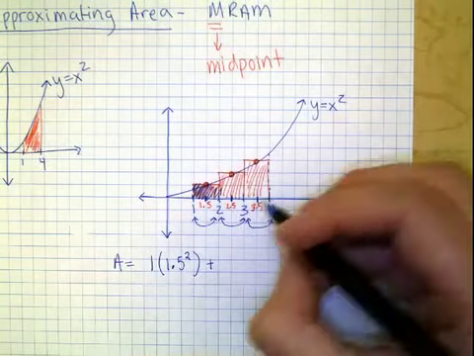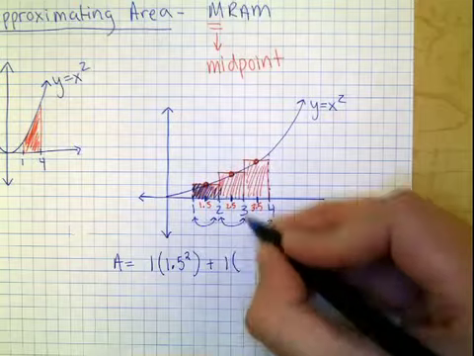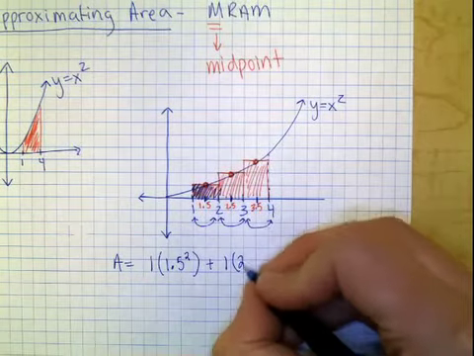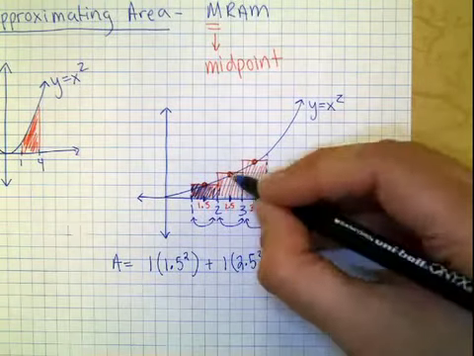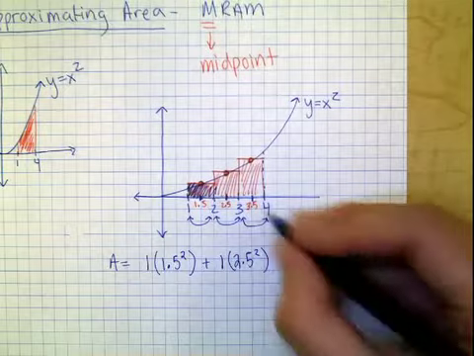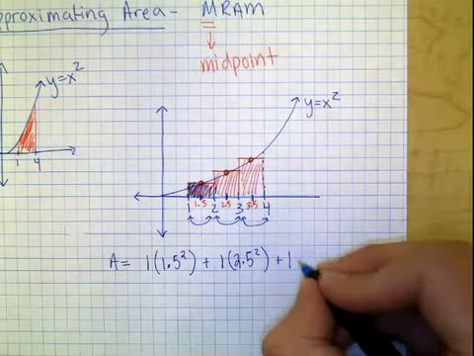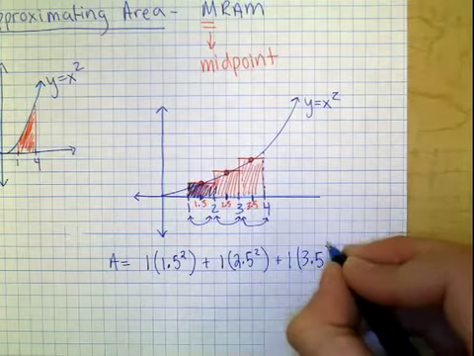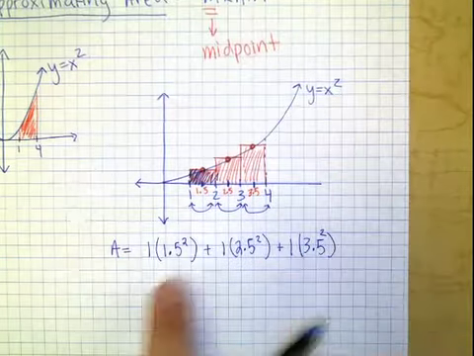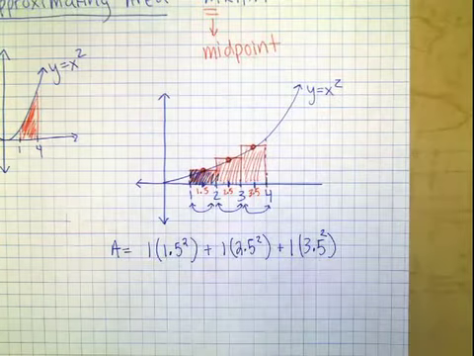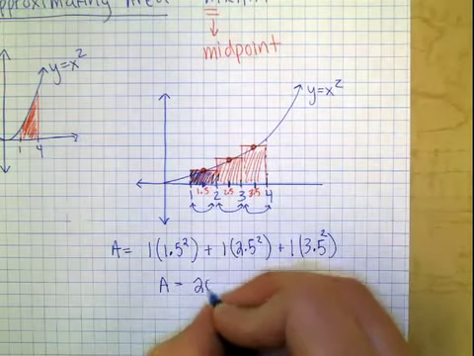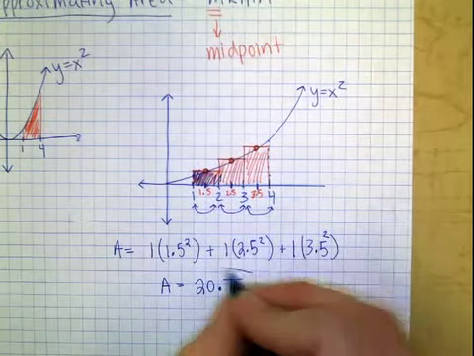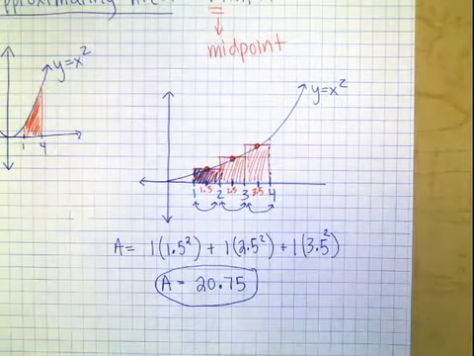Now let's add on the next rectangle. It has a width of 1, and 2.5 was my midpoint, so it's going to be 2.5 squared when I plug it in to figure out how tall it is. Then my next rectangle is at 3.5, and it has a width of 1, so plus 1 times 3.5 squared. These are the 3 rectangles, and all I've got to do is the math. Basically, plug it into the calculator. You can double check me. It should be 20.75, and that's my best estimated area.